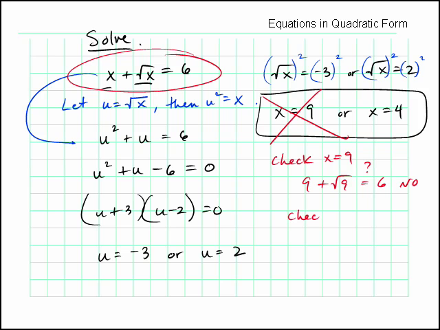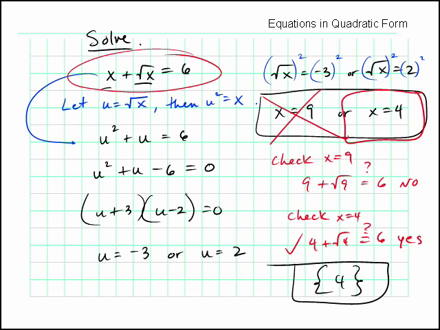Let's make sure 4 works. 4 plus the square root of 4, is that equal to 6? Yes, it works. It checks. And so the solution to our equation here, it only has one answer. It is x equals 4, and it's solved. And those are several examples of solving equations by putting them in quadratic form.